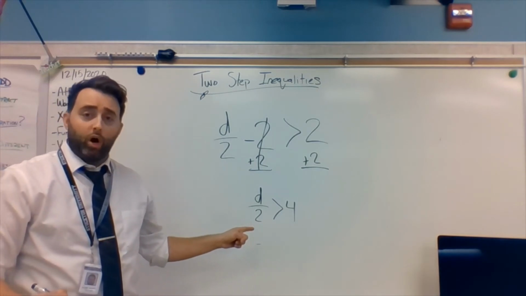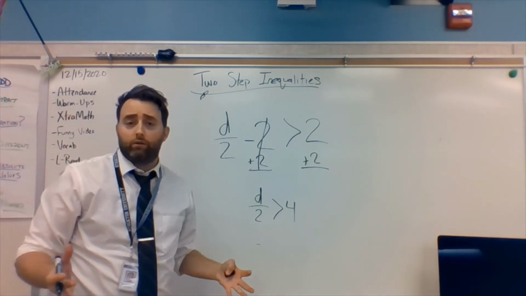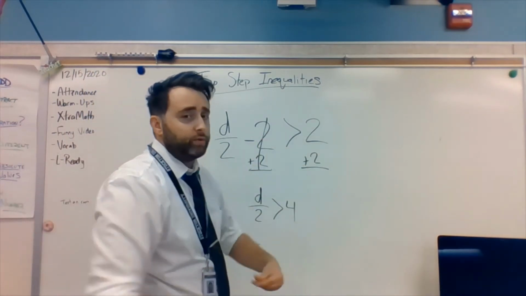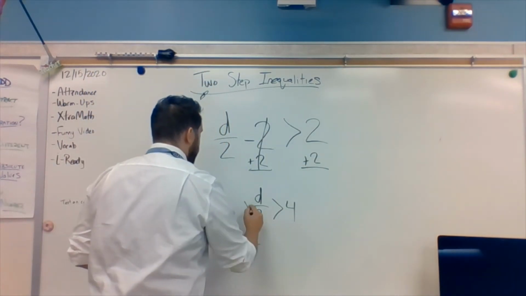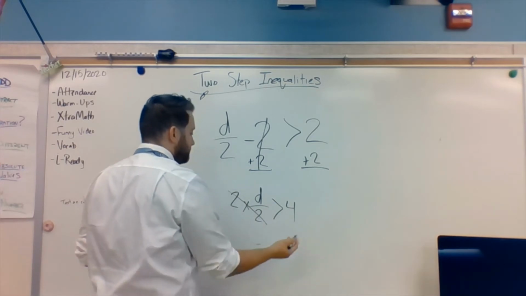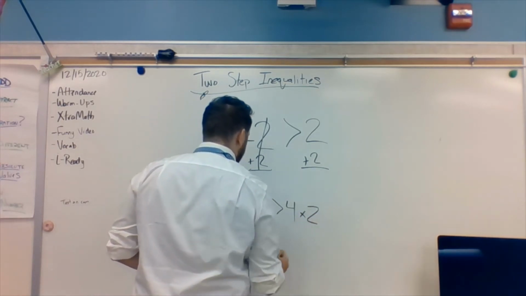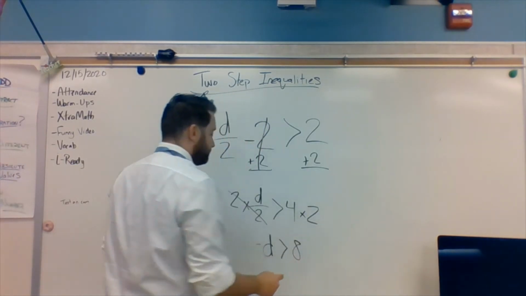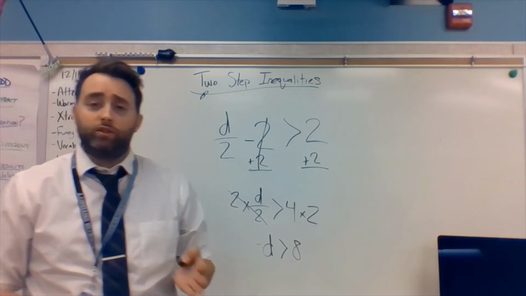If you see the fraction bar, if you see fractions in general, it's an indication of division. So what undoes division? What's the opposite of division? Multiplication. Multiply both sides by 2. And I get d is greater than 4 times 2, 8. So d is every number greater than 8.